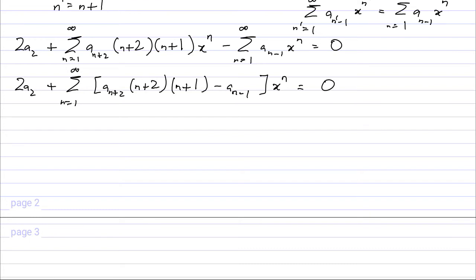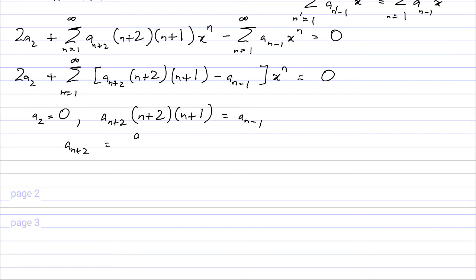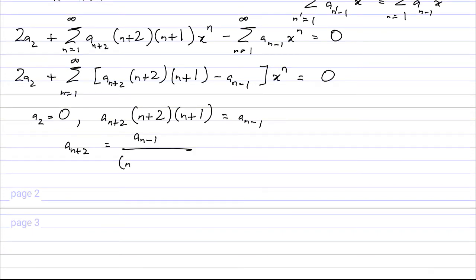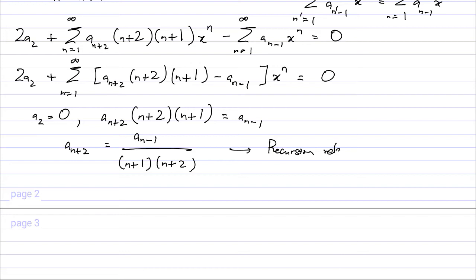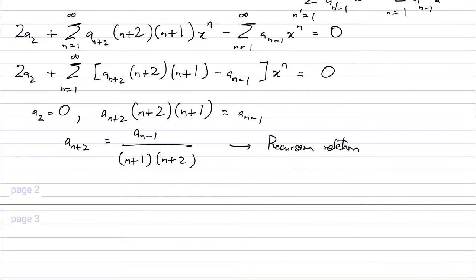For this to be identically equal to 0, we of course must have that a2 is equal to 0, and also that a n plus 2, n plus 2, n plus 1 must be equal to a n minus 1. So in other words, a n plus 2 must be equal to a n minus 1 divided by n plus 1, n plus 2. This is our recursion relation. This specifies the coefficients in your power series in terms of some initial coefficients.